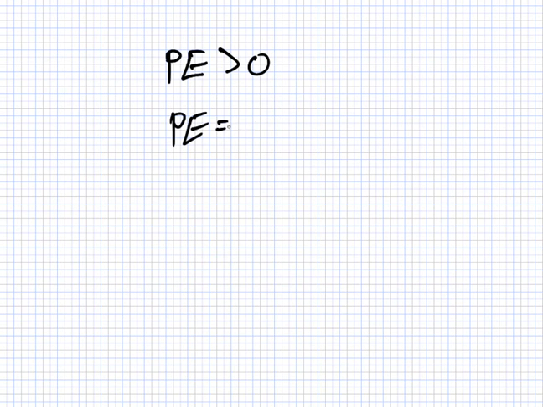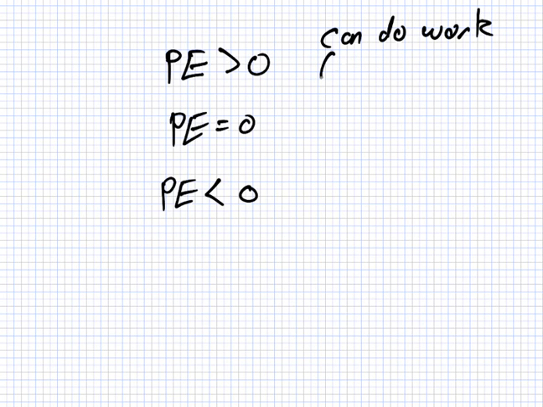Potential energy has three different meanings depending on if it's positive, zero, or negative. What does it mean if something has positive potential energy? Just focus on potential. If something has positive potential energy, then it has energy stored inside of it, which means it could do work. So there's energy stored.